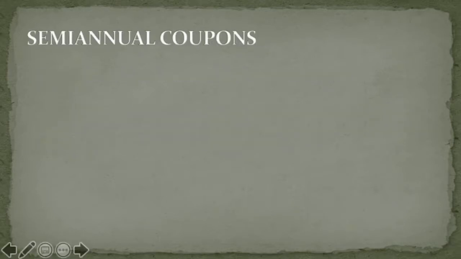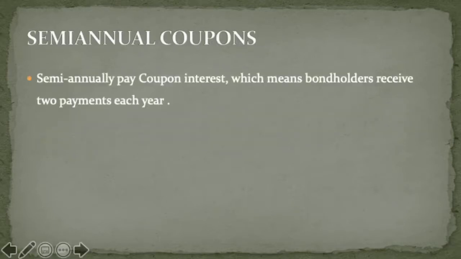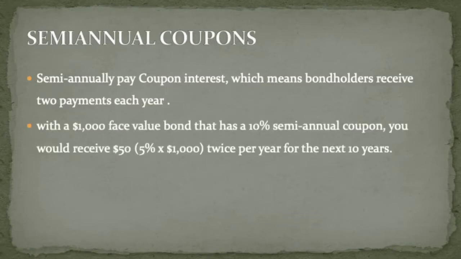Most bonds pay coupons semi-annually, which means bondholders receive 2 payments per year, or every 6 months. For example, if a bond has a 1,000 face value with a coupon rate of 10%, the coupon will be divided into 2, meaning a 50 coupon twice a year for the next 10 years. Or it can be calculated by face value times coupon rate, divided by 2.